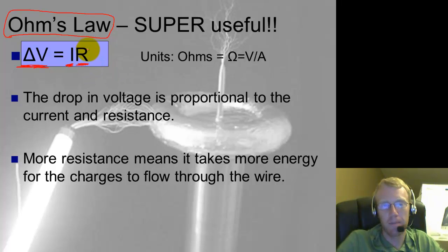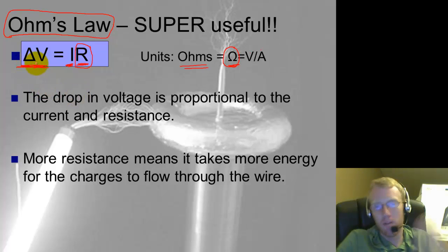Your units for R, which is your resistance, are called ohms, which is the Greek capital letter omega. And the unit, if you divide both sides by I, you get volts divided by current, which is amps. So volts divided by amps are ohms. It's fun to say ohms.